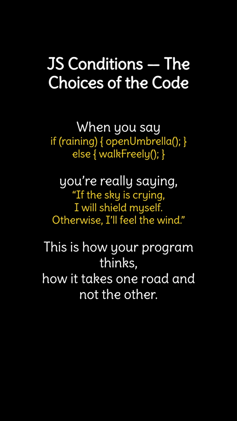When you say if raining, then open umbrella, else walk freely, you're really saying, if the sky is crying, I will shield myself, otherwise I'll feel the wind. This is how your program thinks, how it takes one road and not the other.